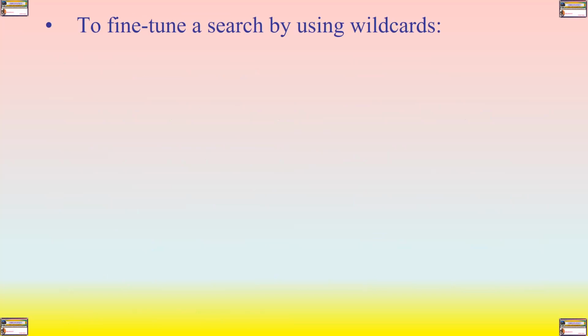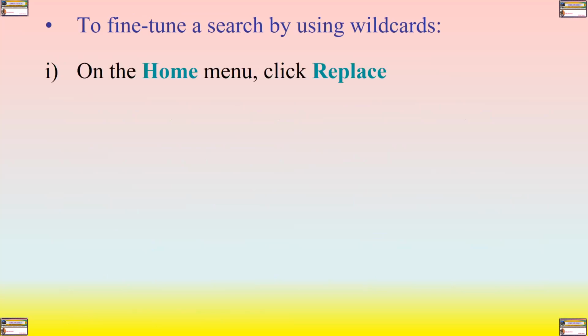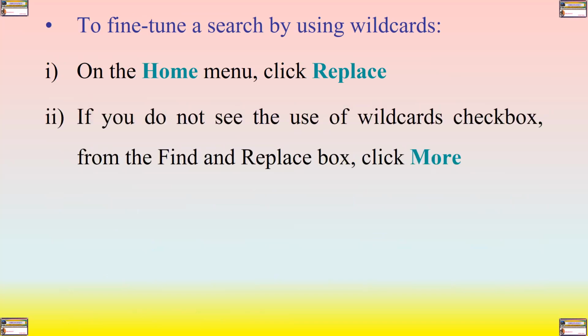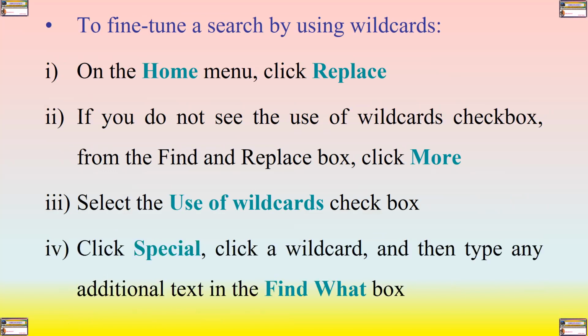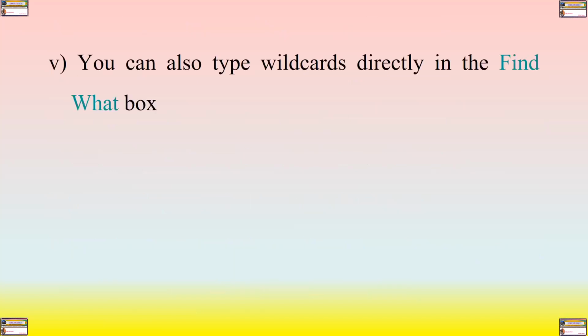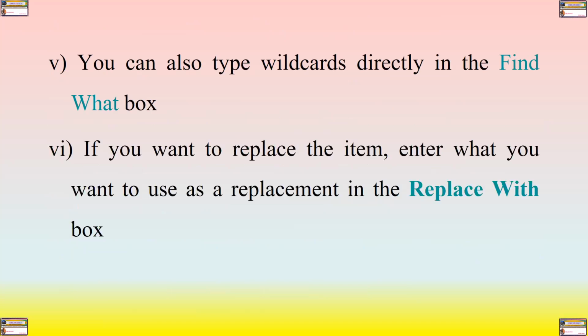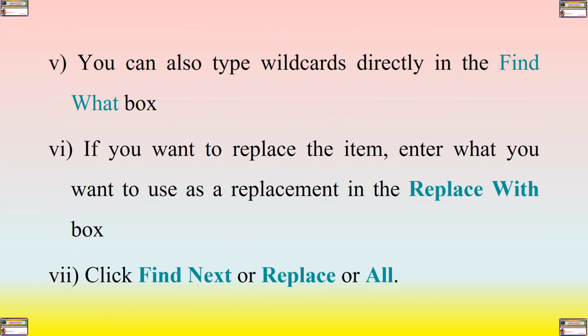To fine-tune a search by using wildcards, you do it as follows. On the Home menu, click Replace. If you do not see the use wildcards checkbox in the Find and Replace box, click More. Select the use wildcards checkbox. Then click special, click a wildcard, and then type any additional text in the find what box. You can also type wildcards directly in the find what box. If you want to replace the item, enter what you want to use as a replacement in the replace with box. Then click find next or replace all.